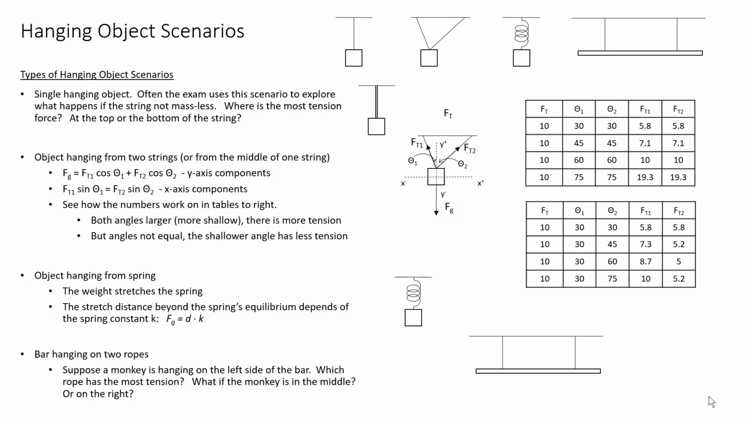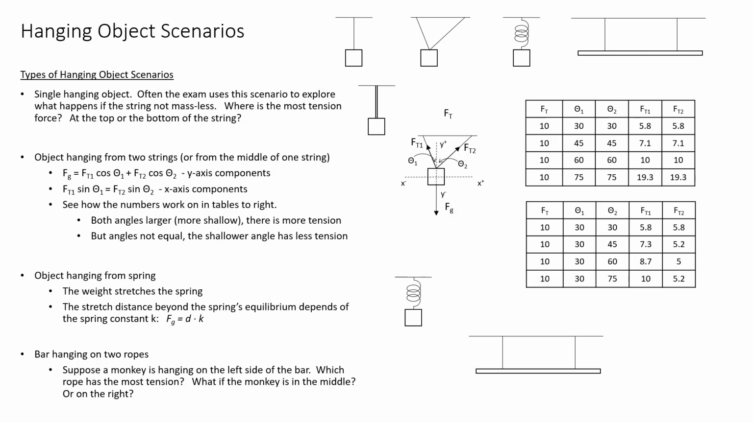The final one here, the fourth one, is a bar hanging from two ropes. And let's suppose a monkey is hanging on the left side of the bar, then that means there will be more tension on the left rope. And if the monkey's on the right side of the bar, there's more tension on the right rope. And if the monkey's in the middle, the tension is distributed evenly to both ropes. And so there may be a question on that.